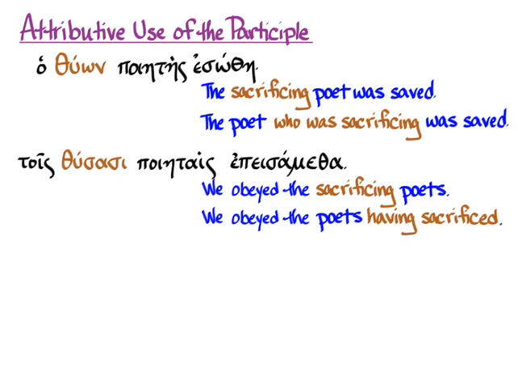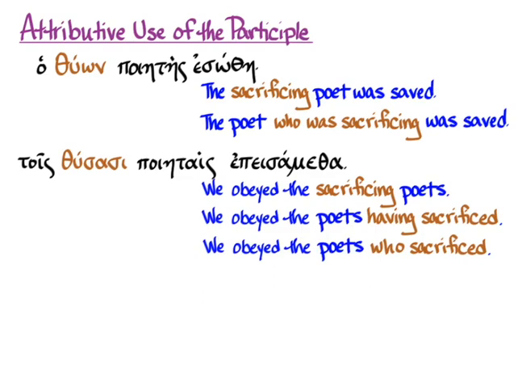That puts the modifying participle after the English noun, and we do that very often, and it conveys really clearly the relative timing of the two verbs. So we have an aorist main verb here, we obeyed, and saying we obeyed the poets having sacrificed makes it clear that the sacrificing happened before the obeying, that sense of relative time that participles need sometimes. English is more clumsy about that than Greek is, and this is one of the ways to get that across. We can also expand into a whole relative clause.